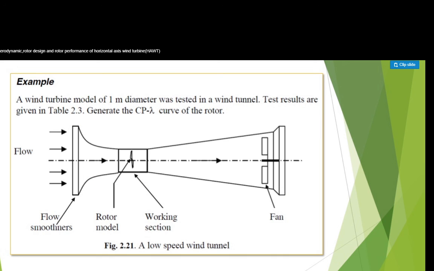Now, a wind turbine model of 1 meter diameter was tested in a wind tunnel. Test results are given in table 2.3. Generate the Cp lambda curve of the rotor. The figure shows the flow of the wind, flow smoothness, rotor model, working section, a low speed wind tunnel, and the fan.